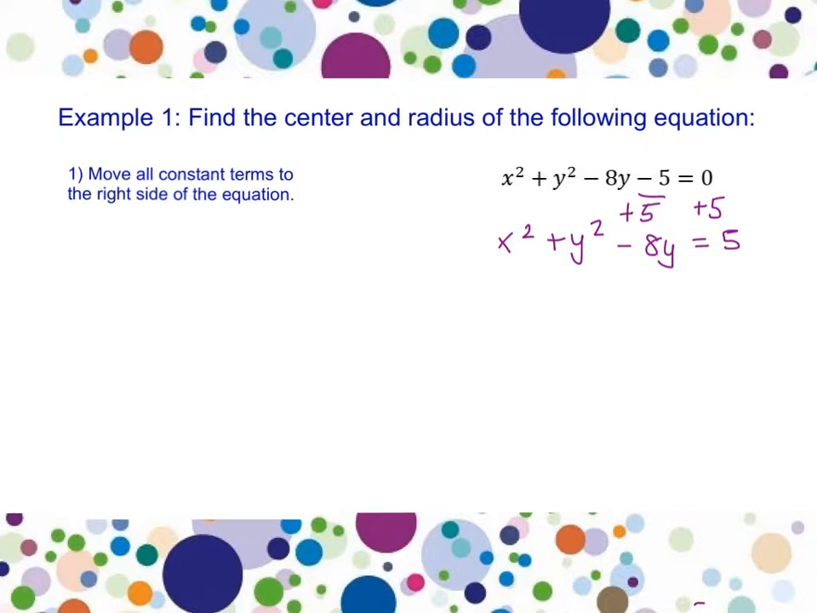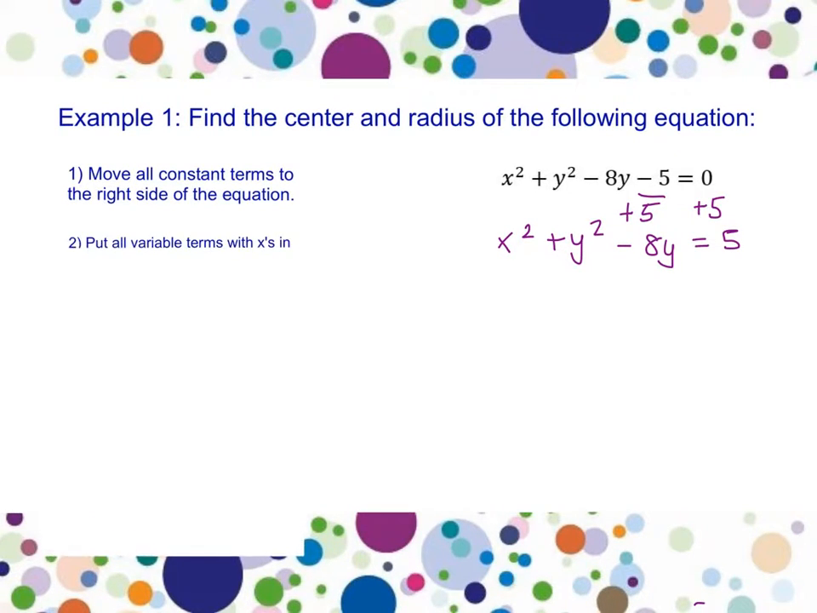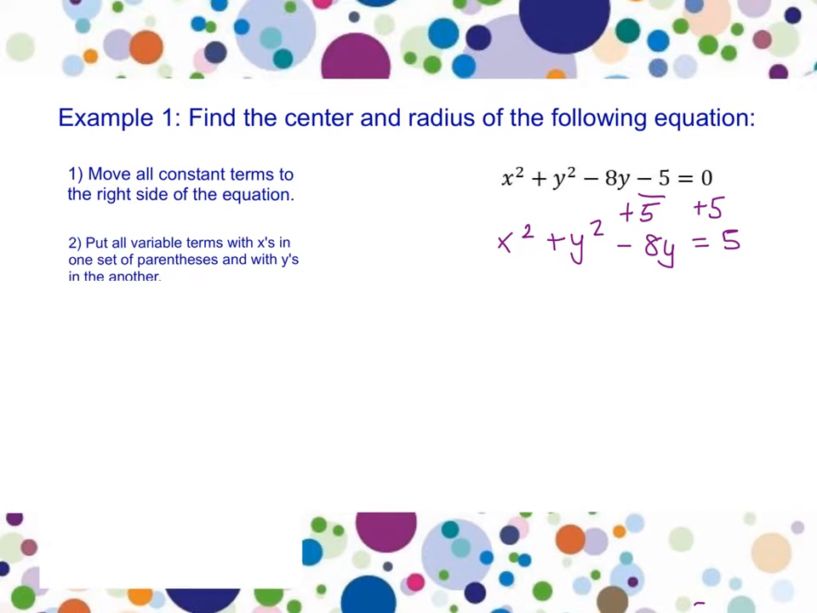All right, so that was our first step. The second step is that we're going to put all of the variable terms with x's in one set of parentheses, and the variable terms with y's are going to go in another. What I mean by that is pretty easy. We're just going to put parentheses around our variable terms.